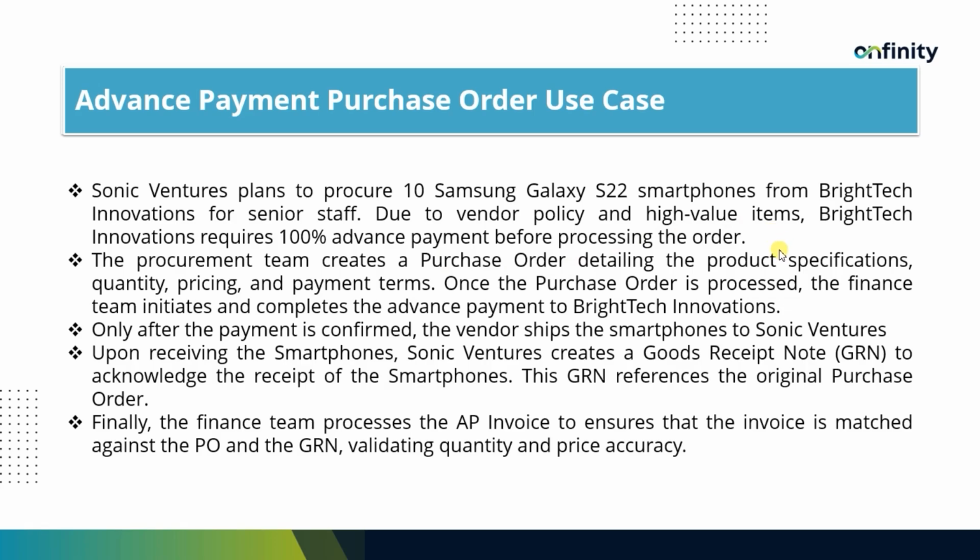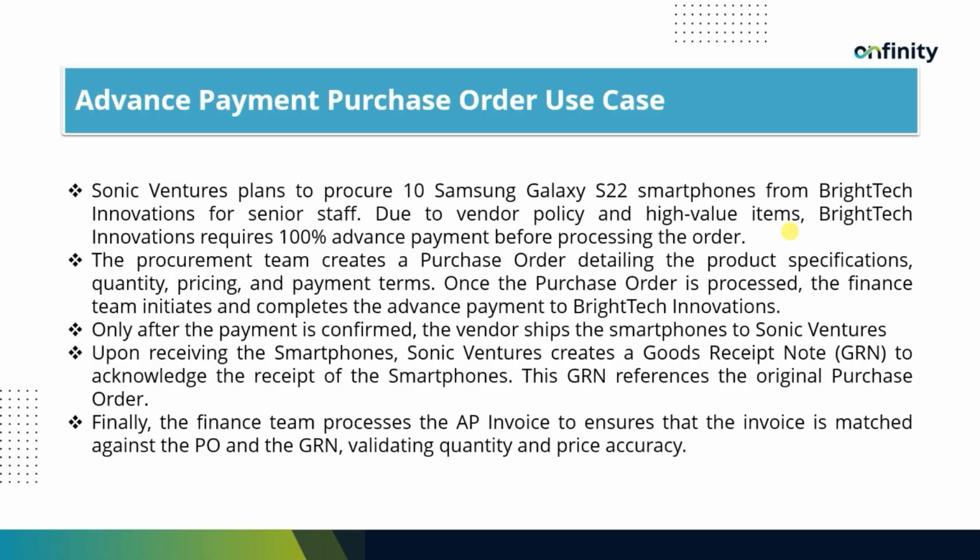The procurement team creates a purchase order detailing the product specifications, quantity, pricing, and payment terms. Once the purchase order proceeds, the finance team initiates and completes the advanced payment to Tech Innovations. Only after the payment is confirmed, the vendor ships the smartphones to Sonic Ventures.